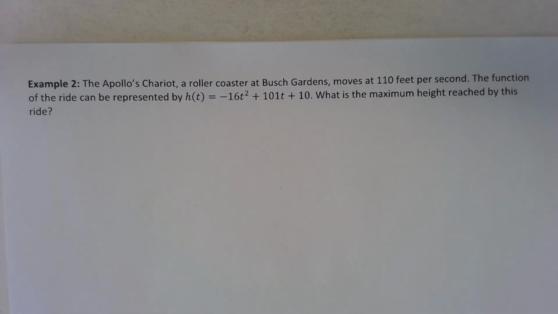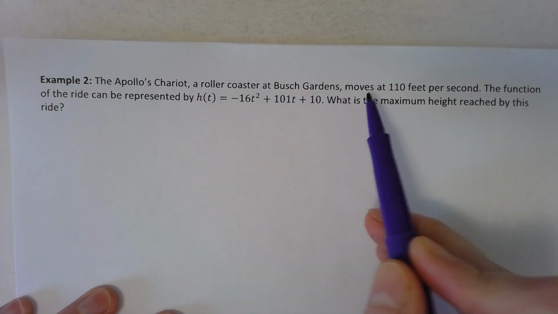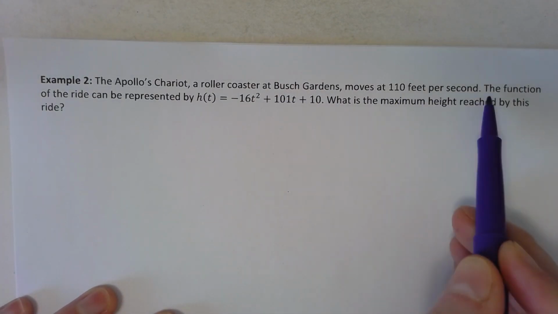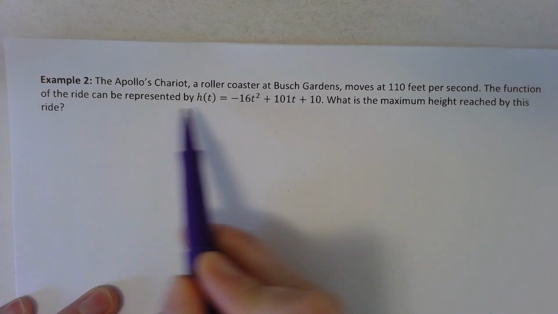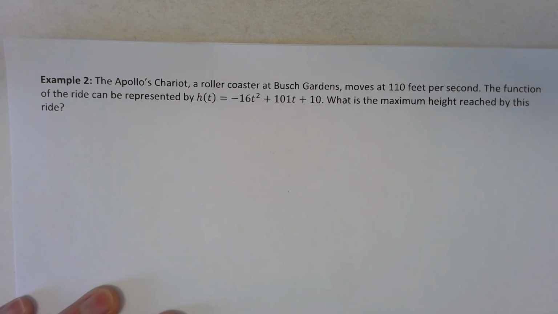Example 2 of Quadratic Applications. The Apollo's Chariot, a roller coaster at Busch Gardens, moves at 110 feet per second. The function of the ride can be represented by this equation. So what is the maximum height reached by this ride?